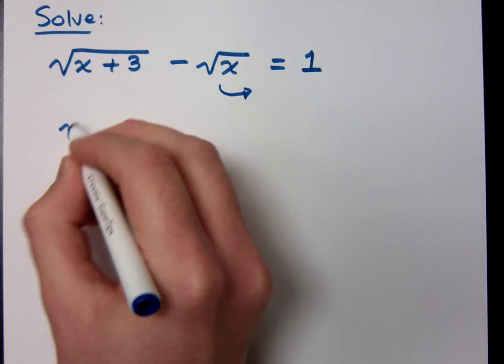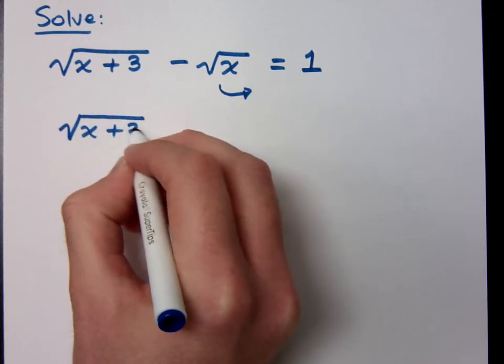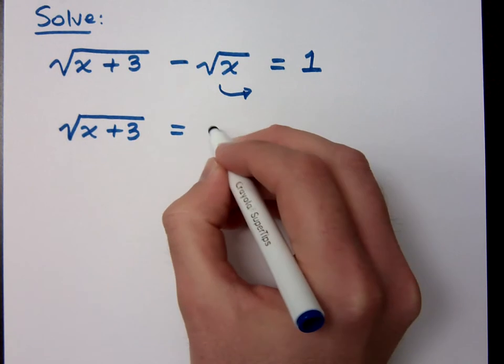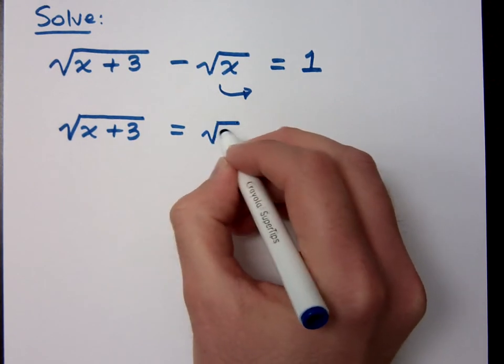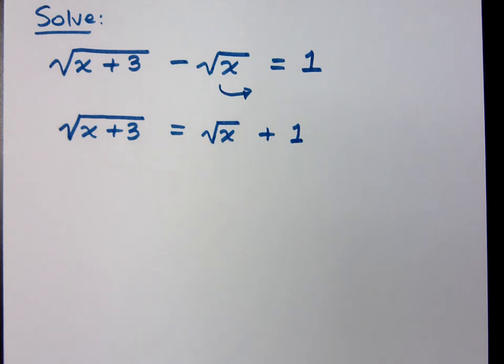3 equals square root of x plus 1. The square root of x plus 3 is equal to, be careful how you write this, the square root of x plus 1. And you may say, could I also write 1 plus the square root of x? You could. That's the same thing. Addition is commutative. Then you square both sides.